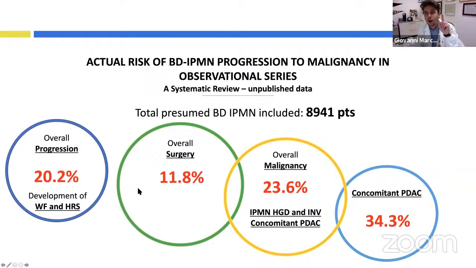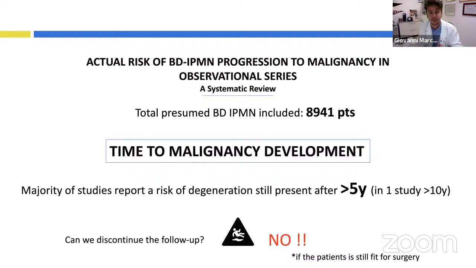So this is relevant because, again, in this algorithm, we always have to keep in mind that we don't have just the cancer from the IPMN, we can also have cancer arising in the rest of the pancreas, which makes things even more tricky. What about the time to malignancy development? We wanted to assess whether we can discontinue the follow-up after 5 years. And even in this systematic review, we have an answer which is no, because the risk of degeneration is always present even 5 years after the start of the follow-up.